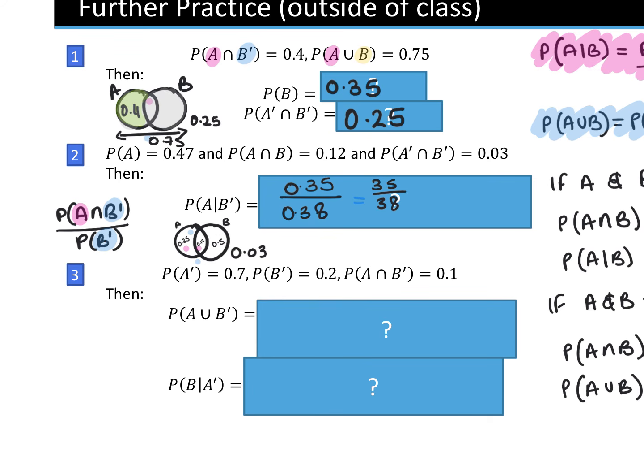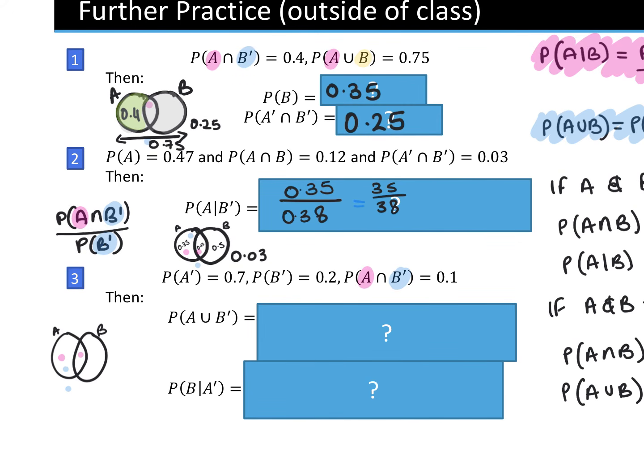Then, question 3. Probability of A dash equals 0.7. I don't know if I need a Venn diagram, but it's always good to have one ready. Not B is 0.2. A intersection not B. So where is A intersection not B? A is here and here. Not B is here and here. The intersection is 0.1. So where do they intersect? They intersect here, which is 0.1.